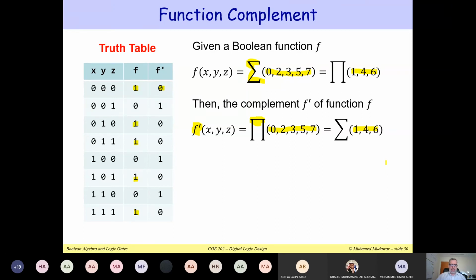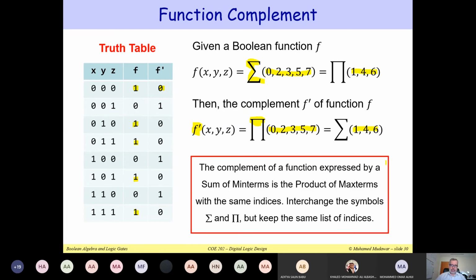So all we have to do is interchange the sigma and the pi. The sigma becomes a pi, and the pi becomes a sigma. This is how we obtain the complement of a function. So the ones of f become the zeros of f prime. The minterms of f become the max terms of f prime, and the max terms of f become the minterms of f prime. Very simple, very easy, right? If you have any question, just interrupt me.